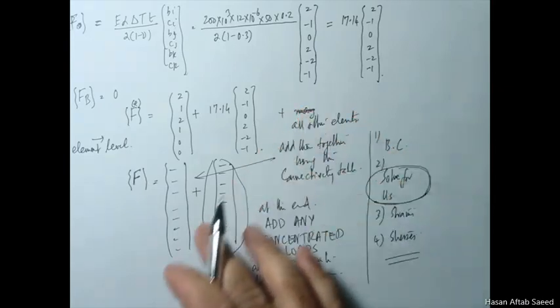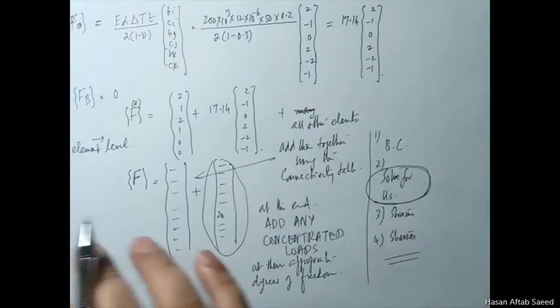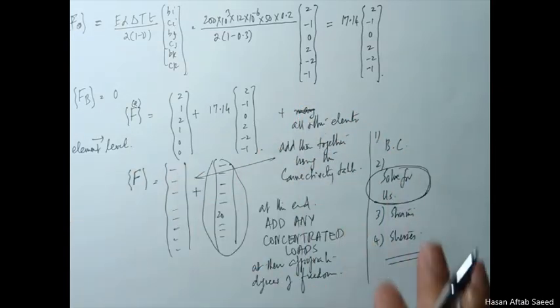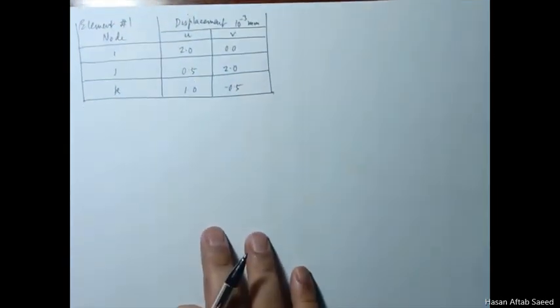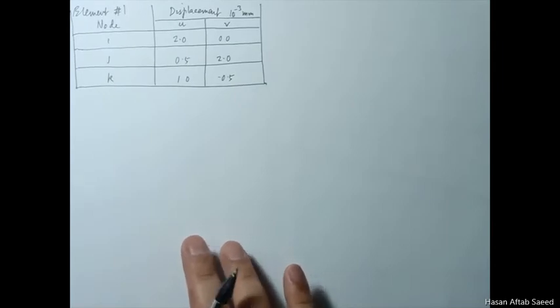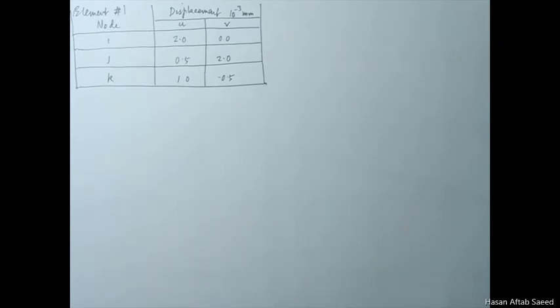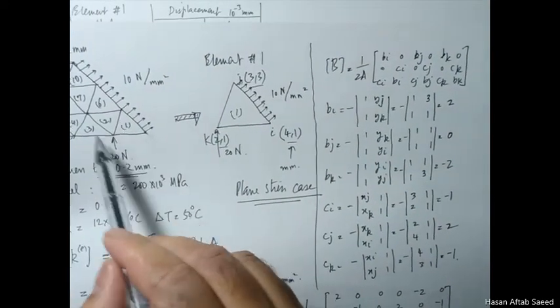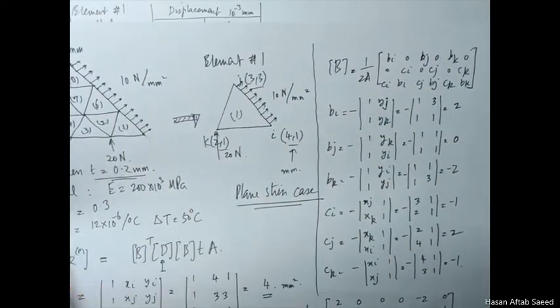Let's say we did that and then we applied boundary conditions and then we solved for u's, that is, we got all the displacements of the system. Now how to proceed from this step onwards? Now imagine that as a result of that solution, we now know all the displacement values at all the nodes in the system. All nodes, u and v values we know.